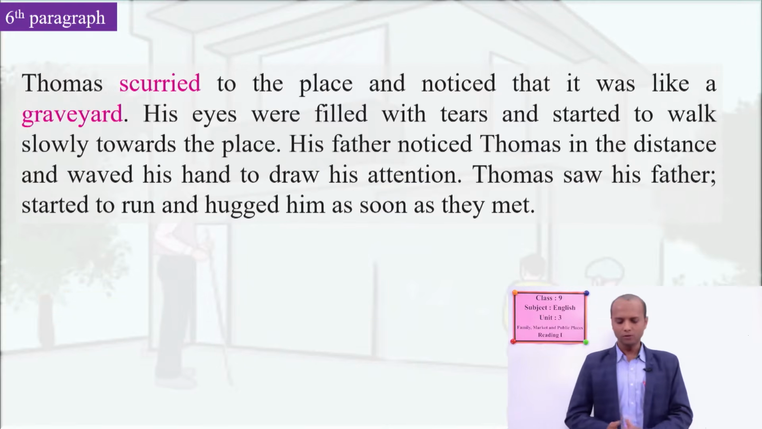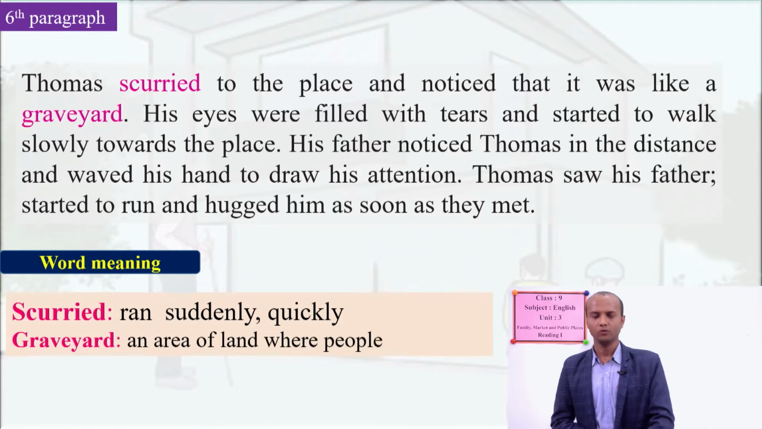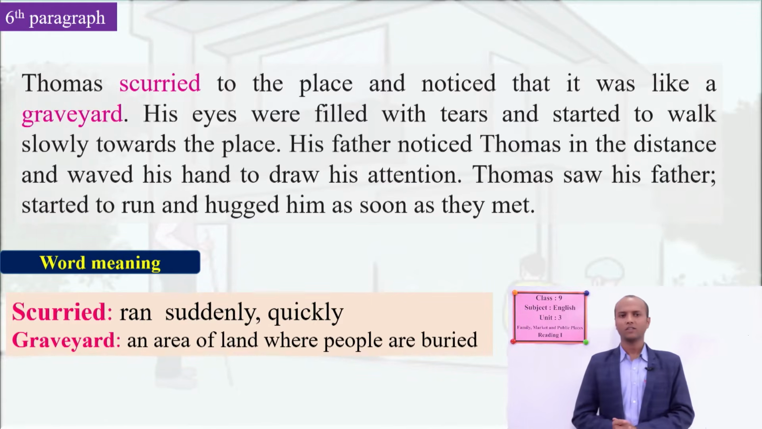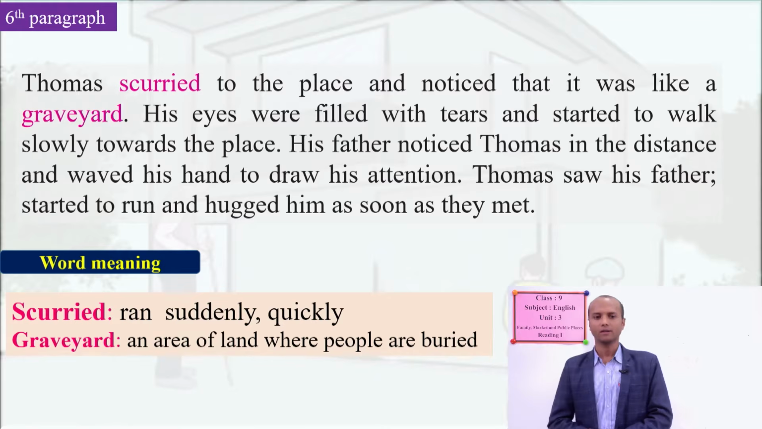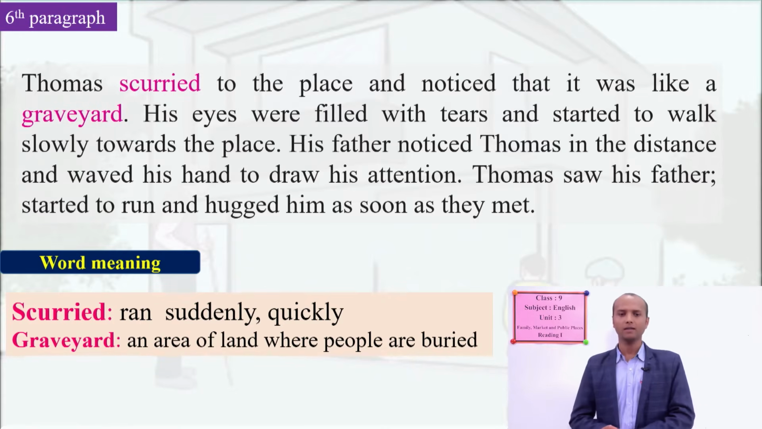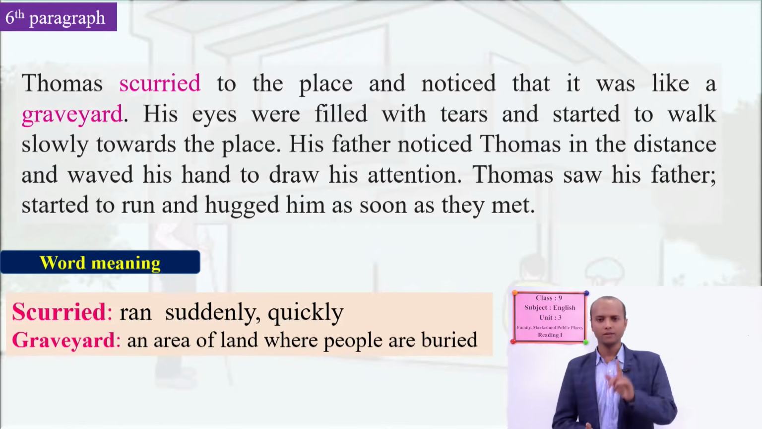Dear students, let's move on to the 6th paragraph. There are 2 words highlighted. Scurried, it means ran suddenly or quickly. And the next word is graveyard, it means an area of land where people are buried. Please now read the paragraph.